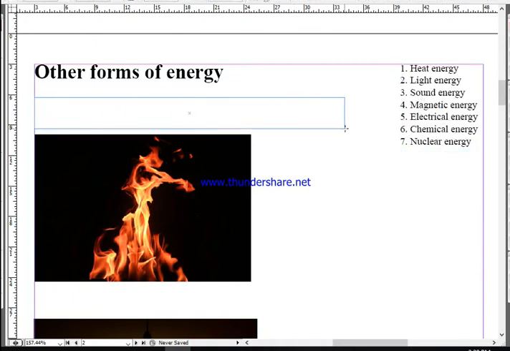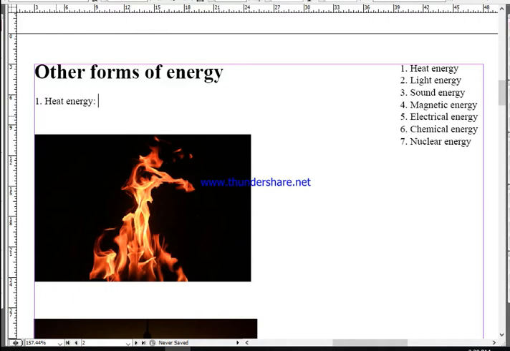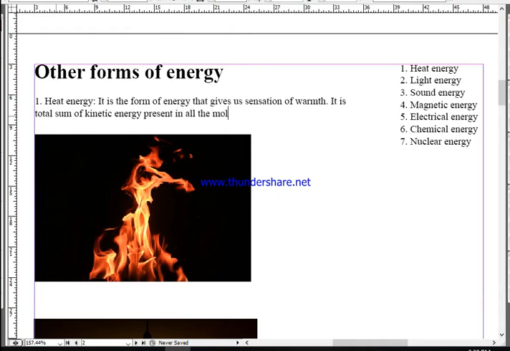The first one is definitely heat energy. You studied it in grade 8 also. It is the form of energy that gives us the sensation of warmth. In terms of kinetic energy, it is the total sum of kinetic energy present in all the molecules of a body. That means when molecules vibrate, they produce heat energy.